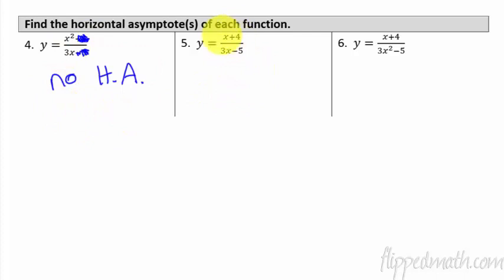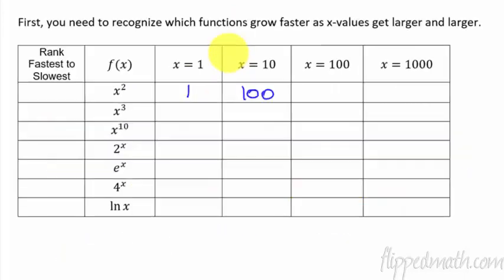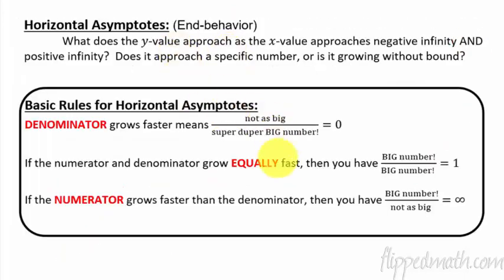Next one. So we're looking at only the terms that are growing the fastest. So this plus 4 doesn't mean anything to us. The minus 5 means nothing to us. This is the term that's affecting the numerator the most. And down here on bottom, the x and the x mean they're growing at the same equal amount. This x grows just as fast as that x. So this is our second situation, where they're growing equally fast.